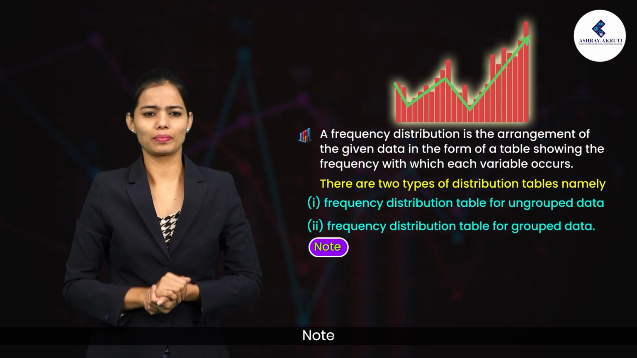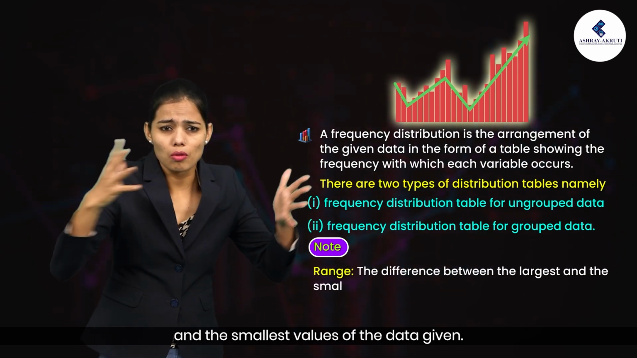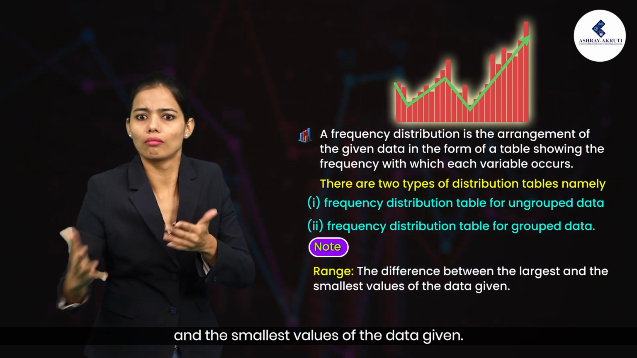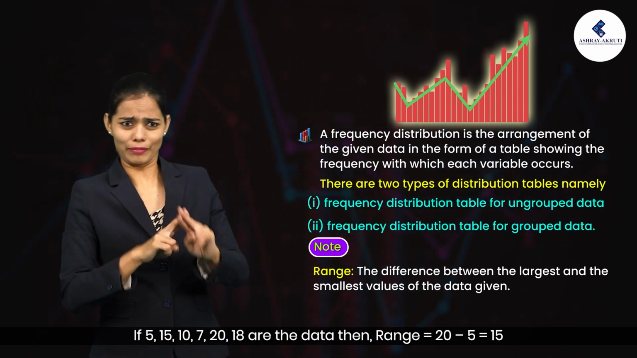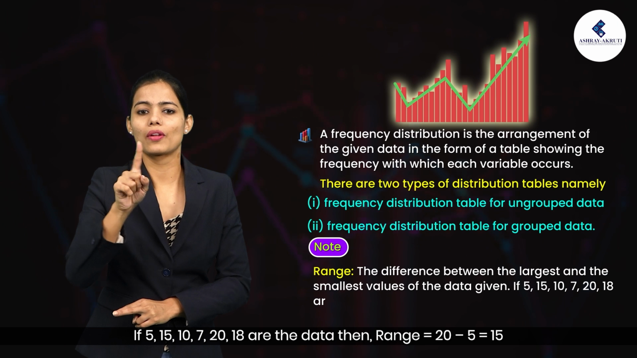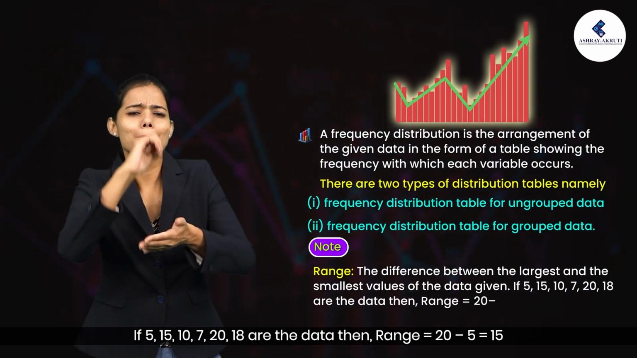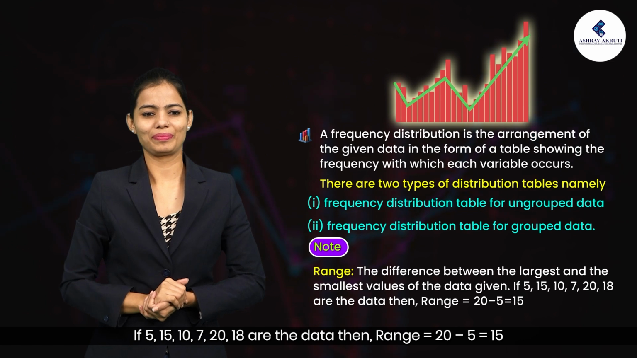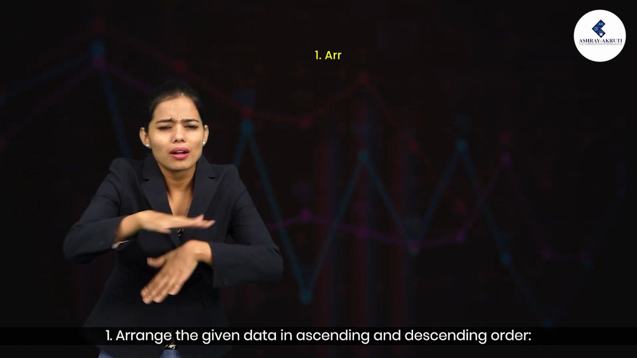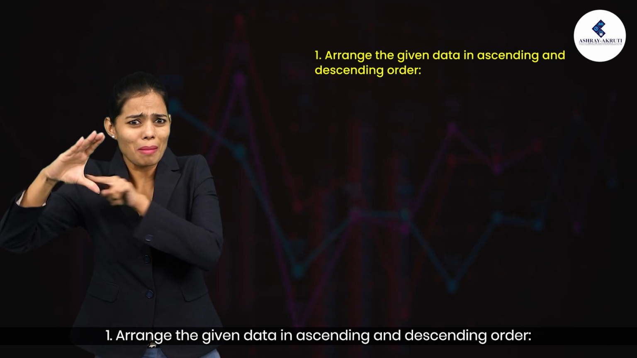Note: range is the difference between the largest and the smallest values of the data given. If 5, 15, 10, 7, 20, 18 are the data, then range is equal to 20 minus 5, which is equal to 15. Arrange the given data in ascending and descending order.